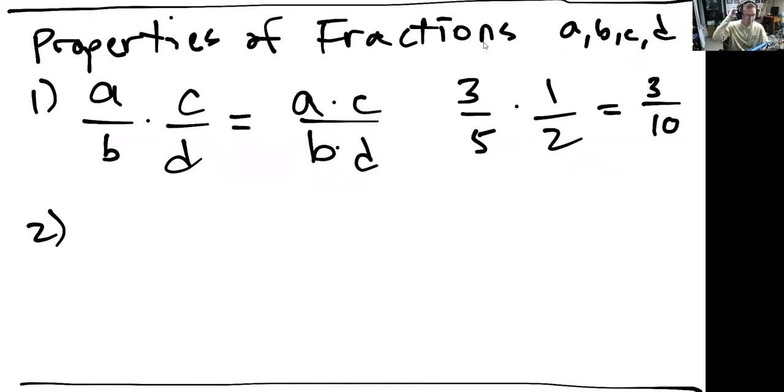The next property is division of fractions. Now, in all of my pre-calculus classes, I always like to say this: nobody divides fractions. No one. If somebody tells you that they divide fractions, they don't.